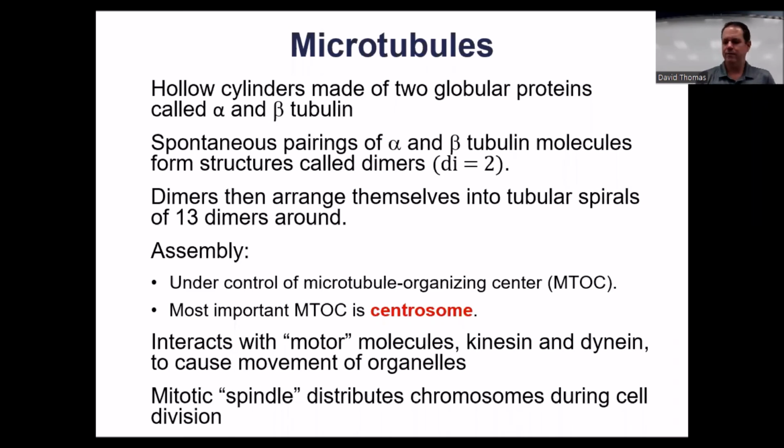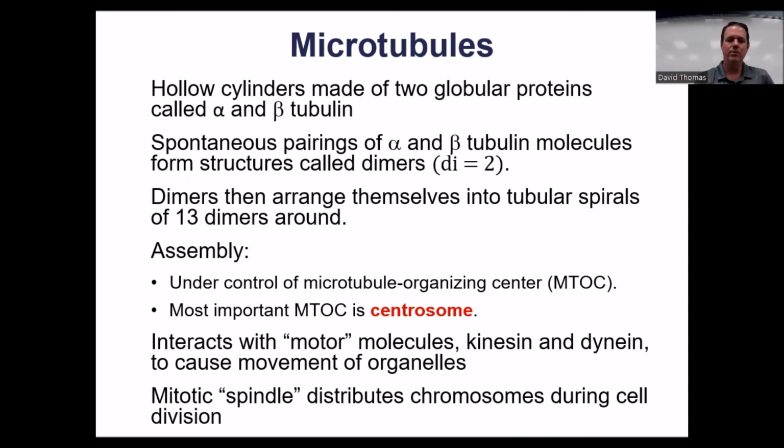Now, the largest of the cytoskeleton components here would be microtubules. These are, as the name implies, cylinders. They're hollow. They're a true tube. They are made of two different types of protein structures, an alpha and a beta tubulin. Sometimes these two protein units bind together and form what's called a dimer. Di means two. And so they form a pair of alpha and beta.